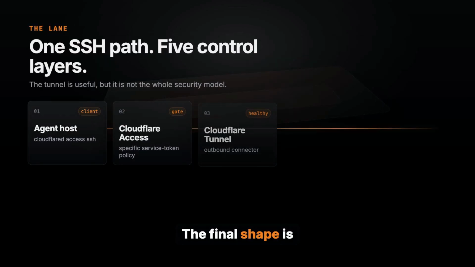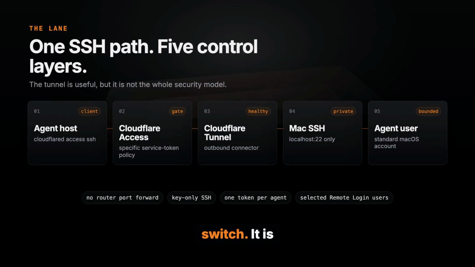The final shape is not one magic security switch. It is 5 layers working together. The Mac connects out through a Cloudflare tunnel. Cloudflare Access decides which identity is allowed to reach the SSH hostname. SSH keys decide which local account the agent can enter. macOS user boundaries limit what that account can see. Then a hardening pass closes accidental visibility between users and tool metadata. The tunnel is only one layer.